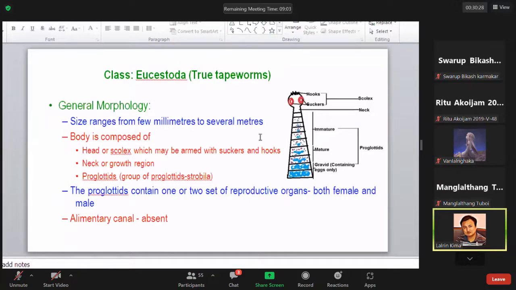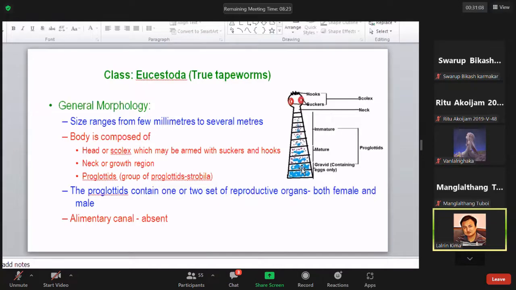Subsequently, the testes would disintegrate. Please listen, follow me carefully. This is going to be important. After fertilization, the testes will disintegrate, the ovaries will disintegrate, and ultimately, what is left in the segment of the tapeworm is only the uterus, which is packed with fertilized eggs. That is known as gravid proglottid. I'm repeating: gravid proglottid means it is the terminal segment here.